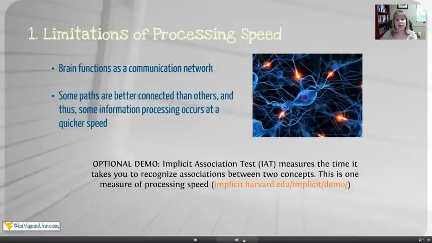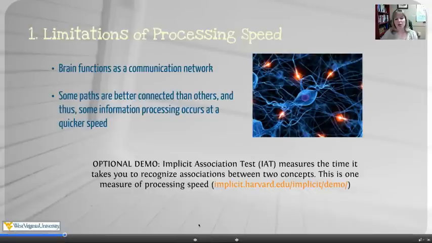I would really have liked to show you how we measure processing speed, how quickly or slowly you can process different types of information. One of the ways they do that is what's called an implicit association test, or the IAT. What it does is it asks you to make different connections between two different concepts. The more quickly you're able to make the appropriate connection, the stronger the connection in that communication network. The nodes are communicating faster, so the processing speed is faster.